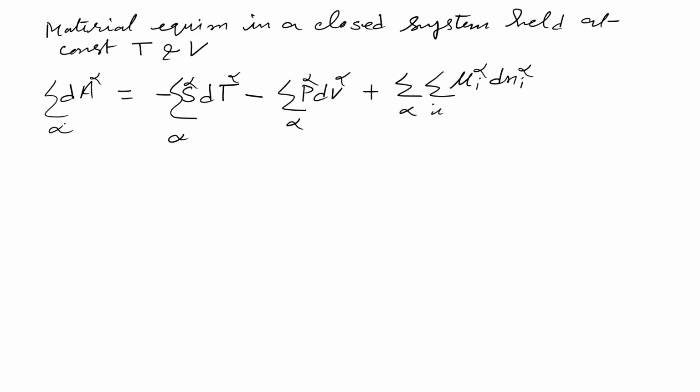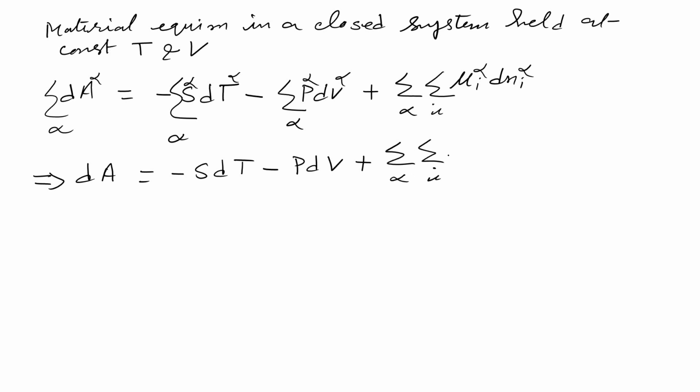Right? Now this overall is the work function change for all the phases. The summation of dA alpha I am writing as dA, and overall this is minus S dT, minus P dV, then plus the summation over alpha, summation over i, of mu i alpha dn i alpha. Okay.